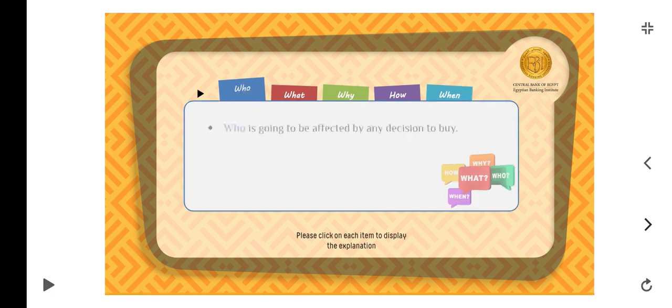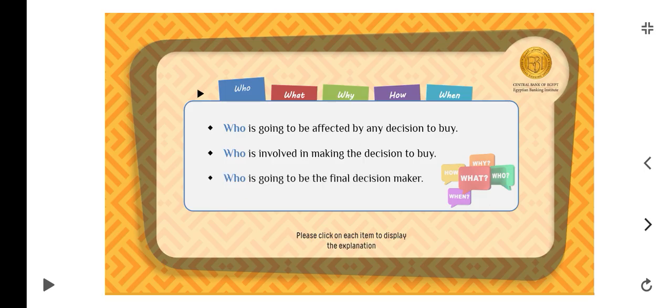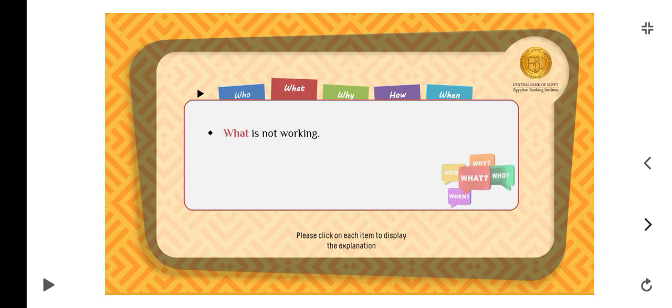Who? Who is going to be affected by any decision to buy? Who is involved in making the decision to buy? Who is going to be the final decision maker? What? What is not working? What needs to be changed?